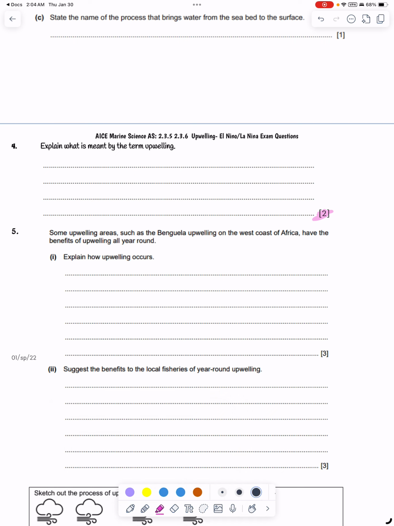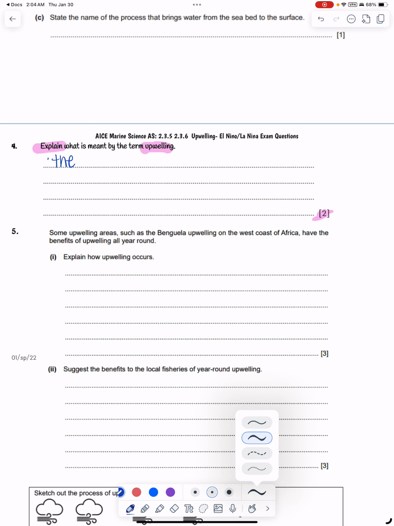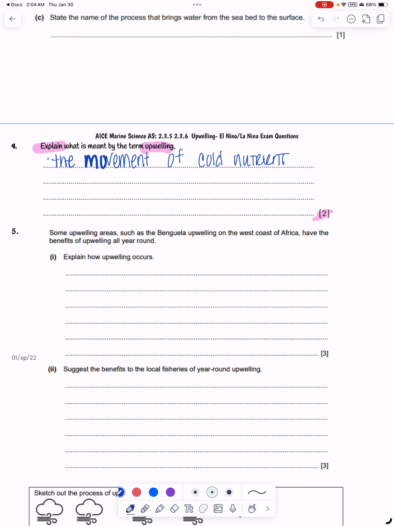All right, there we go. And explain meaning like if you can give an example of, give a reason for. Okay, and this is going to be then, it's the movement of cold, nutrient-rich water from the seabed to the surface.